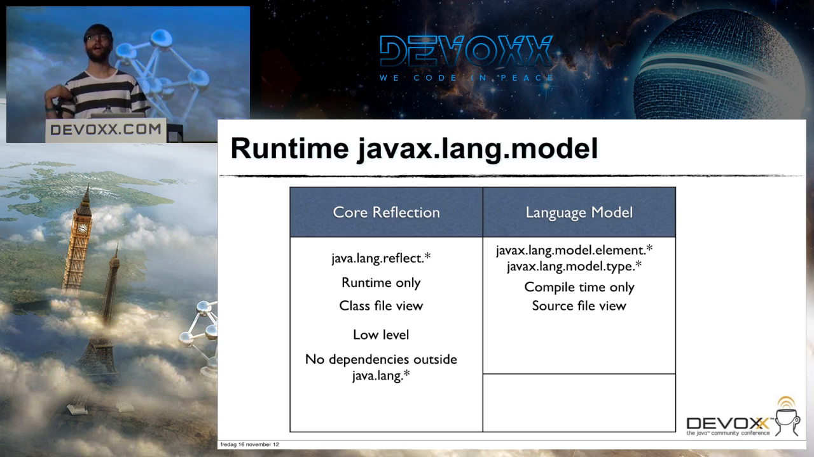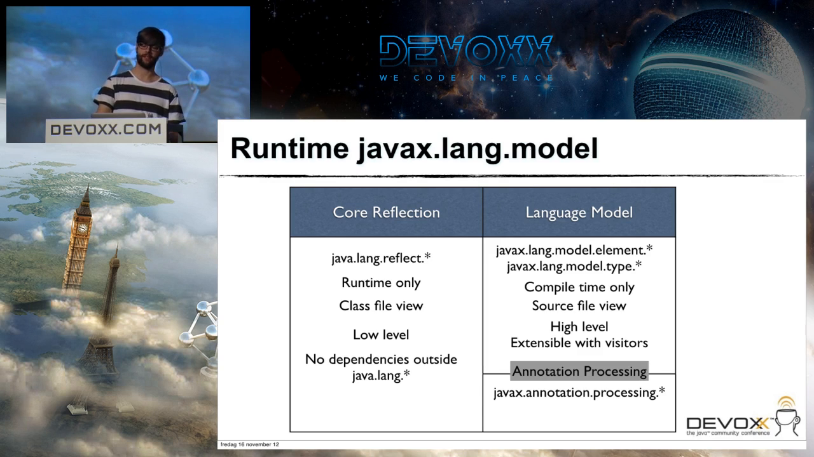So for example, you have arrays as containers. You don't do lists. You don't have maps. You have arrays. And we all know arrays don't play well with generics, for example. While the language model is high level, and it has visitors, and I love those visitors. I'm going to get more into those further on. The language model is also very easy to extend. I'm going to show you some examples of what you can do with it.